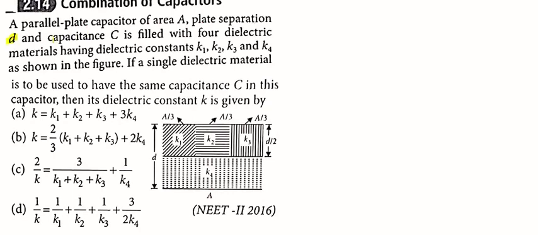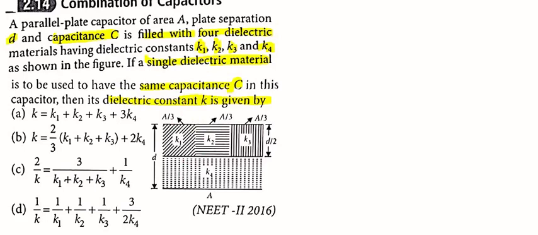A capacitor with plate separation D and capacitance C is filled with 4 dielectric materials having dielectric constants K1, K2, K3, K4 as shown in the figure. If a single dielectric material is to be used to have the same capacitance C in this capacitor, then what is the dielectric constant? They ask us to find the dielectric constant K.